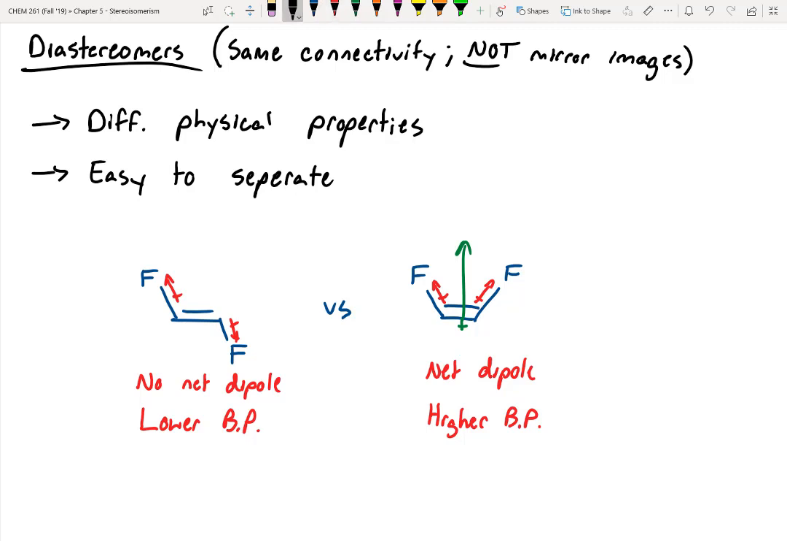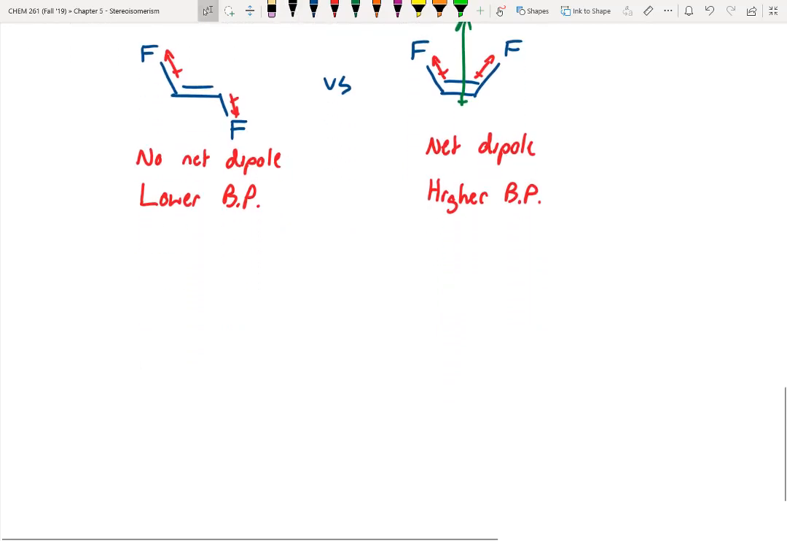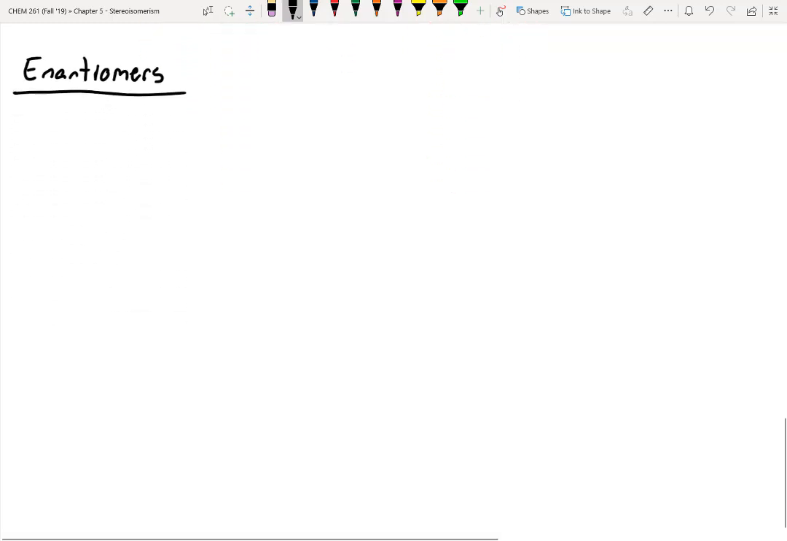All right, let's think about enantiomers. All right, how do we define enantiomers? What are they again? They're the same connectivity, but what's unique about them? They're mirror images.